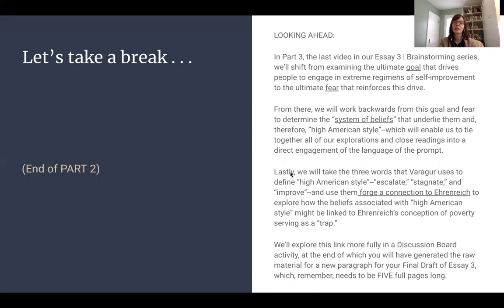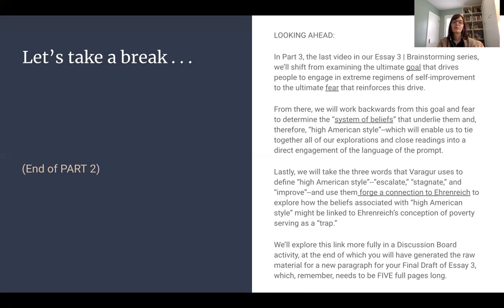Okay, and then lastly, we're going to take the 3 words that Varga uses to define high American style. And these are the words that come after, we'll look at the quotation again, but after the dash, where she includes high American style. So escalate, stagnate, and improve, and use them to forge a connection to Ehrenreich to explore how the beliefs associated with high American style might be linked to Ehrenreich's conception of poverty serving as a trap. And again, that's the challenge of the prompt.